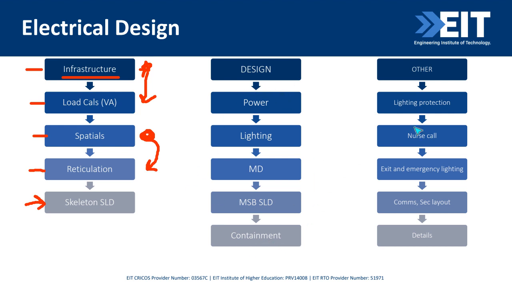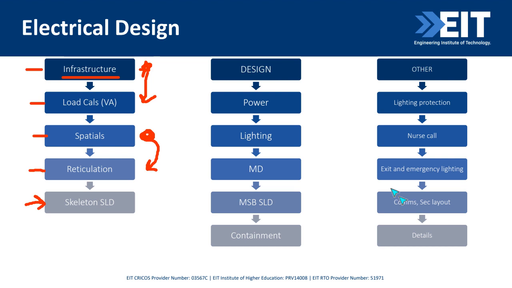Now, outside of that, as electrical engineers, we also can be involved in some other aspects of a design. So lightning protection is a big one. If there is a requirement to have a lightning protection system, we will design that system, and it will be a bespoke solution for that building. We might get involved in nurse call if we're doing a hospital or a healthcare project. We always do the exit and emergency lighting design as part of our normal lighting design.